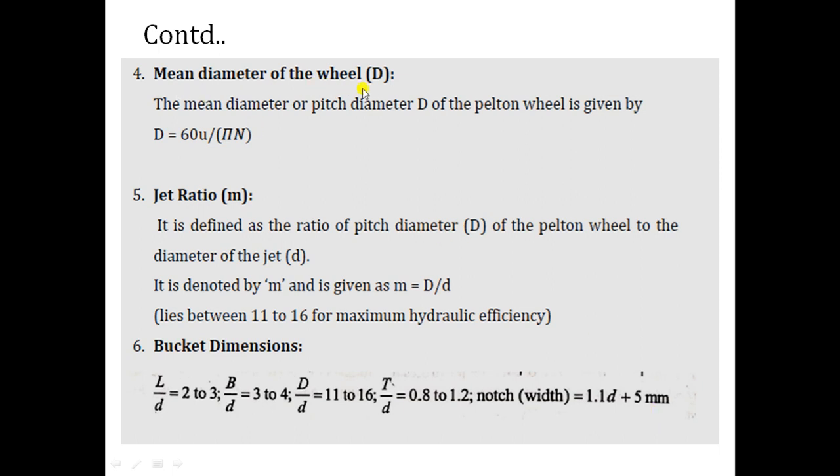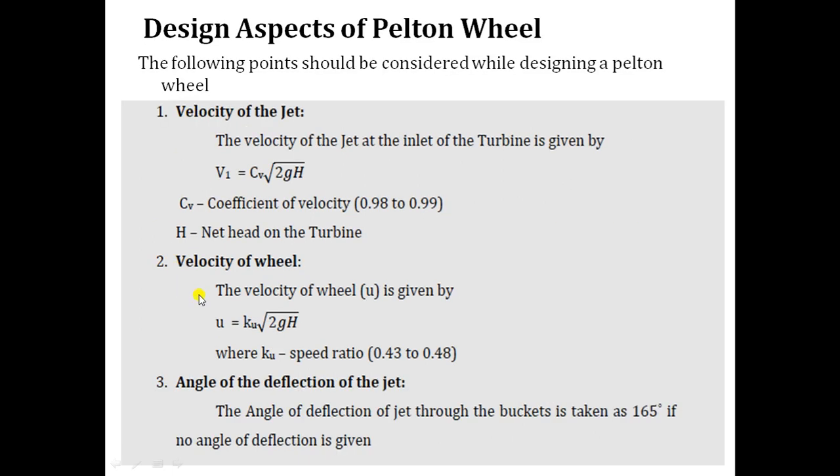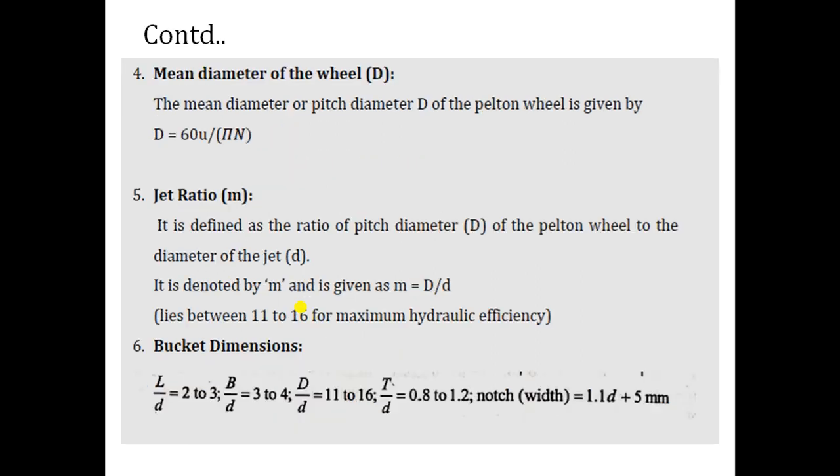The mean diameter of wheel. The mean diameter, or pitch diameter, of the wheel is given by the formula D equals 60u divided by pi N. Actually the velocity of wheel is given by the formula u equals pi DN by 60. So the formula D equals 60u divided by pi N is a modified version of it.